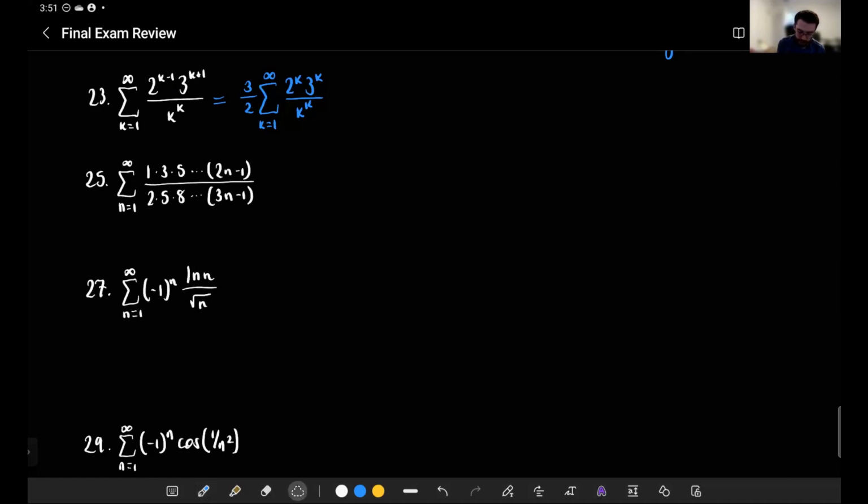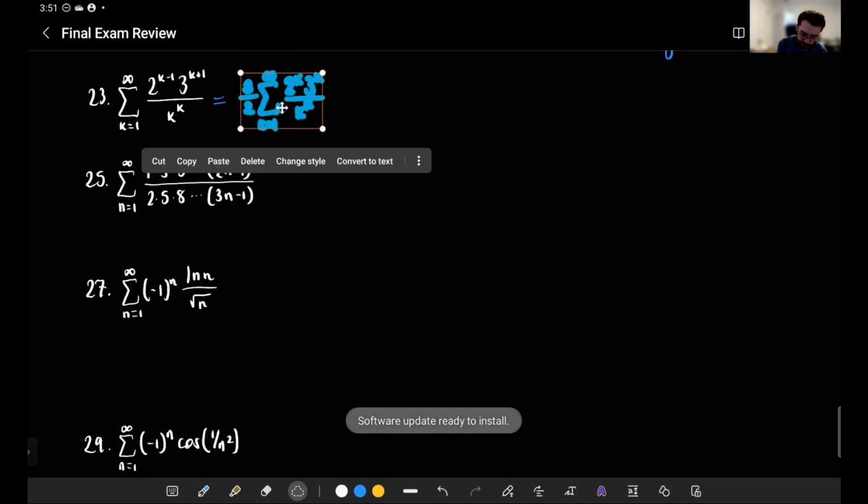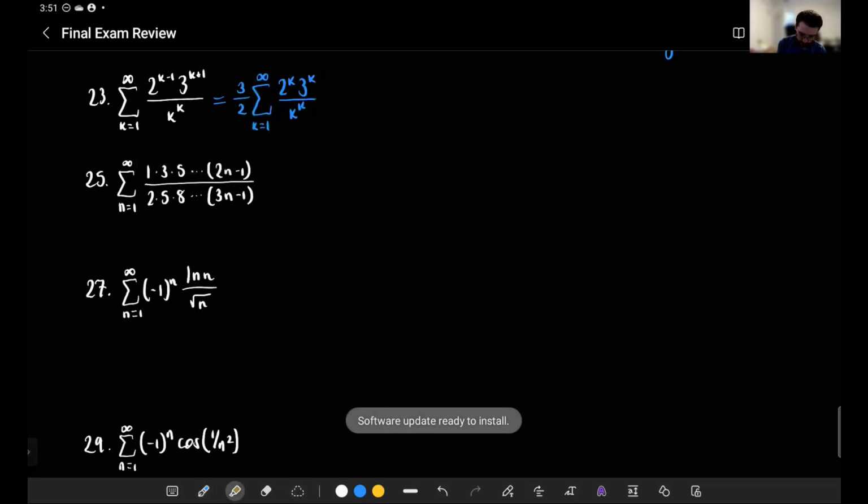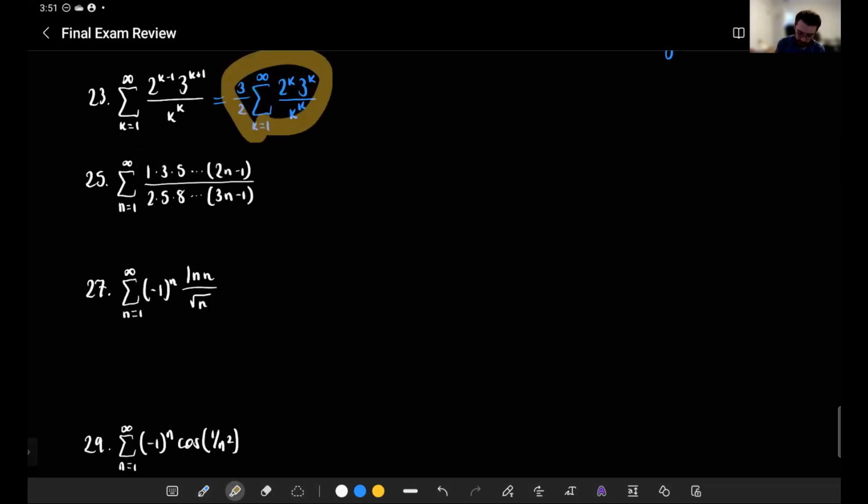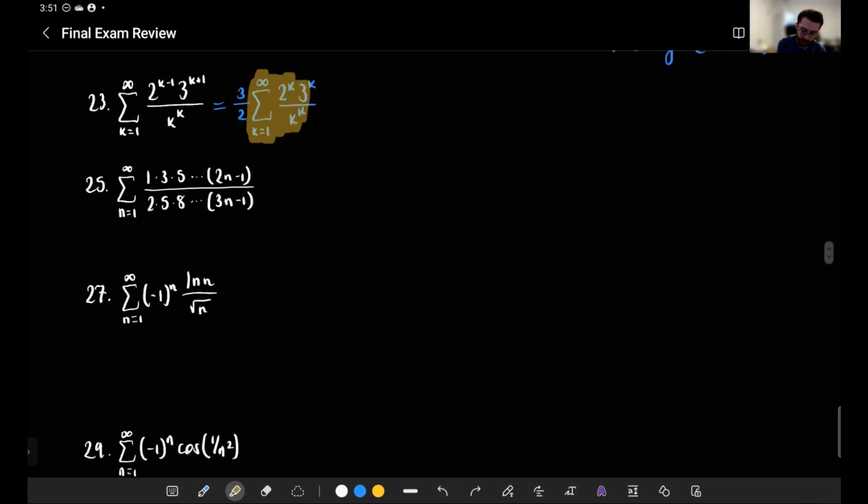Now you know that whether or not this series converges, this series is exactly equivalent to whether or not the series in the highlighted region converges. Right? The 3/2 won't make a difference. If you take a convergent series and multiply it by a constant, there's no way you get infinity. A finite number times a finite number is a finite number. So the 3/2 basically doesn't matter. And so we say, okay, let's do the root test.